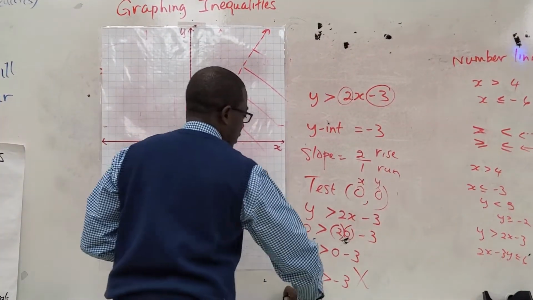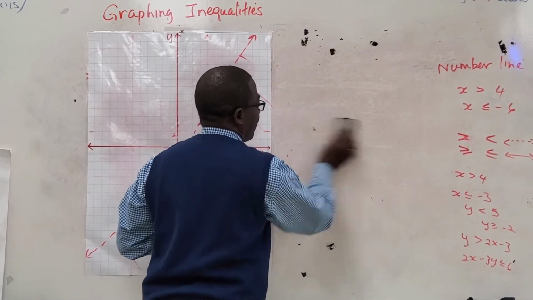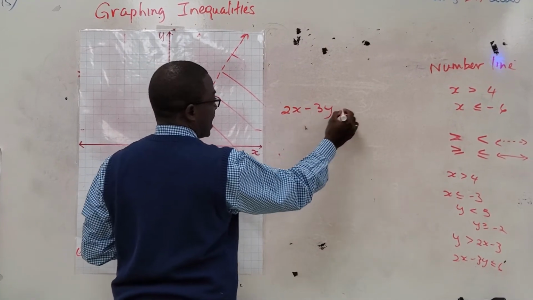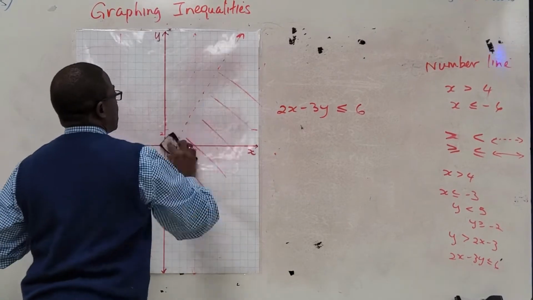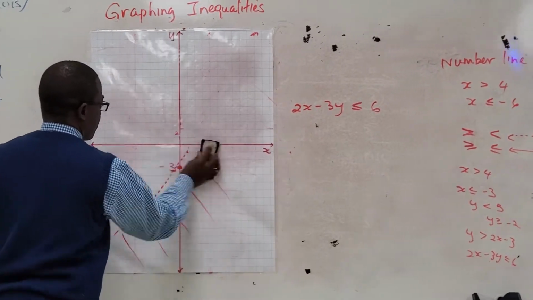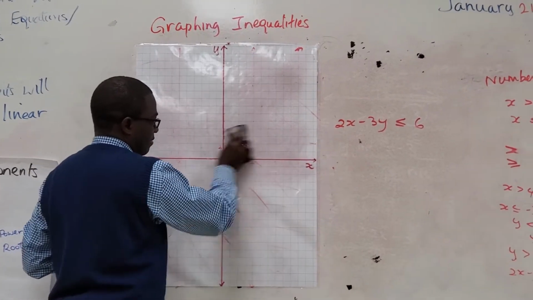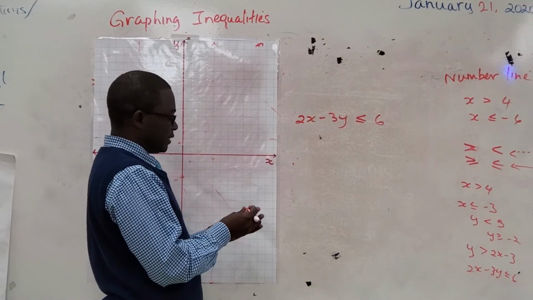Last one. Let's do one that has standard form, finding the intercepts. So let's do 2x minus 3y is less than or equal to 6. This time we're going to find the x and y intercepts. So, let's find the x-intercept.